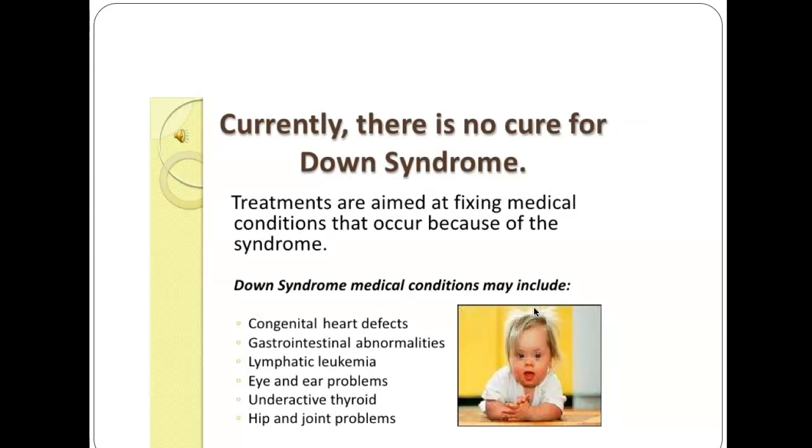Next page. Give an example of a non-disjunction disorder and the effects on the person. So Down syndrome is an example of a non-disjunction disorder. That extra chromosome number 21 was a result of non-disjunction. Sorry, I got distracted. Yeah, so there's an extra chromosome 21, and that causes Down syndrome.